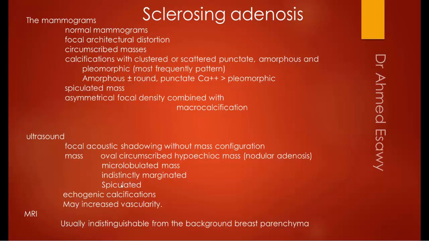Ultrasound also shows echogenic calcifications, and increased vascularity may be seen in ultrasound Doppler study. Ultrasound findings in sclerosing adenosis: focal acoustic shadowing without a mass, or a mass, or an echogenic area of calcification; increased vascularity may be seen. MRI in sclerosing adenosis is usually undifferentiated from background breast parenchyma.